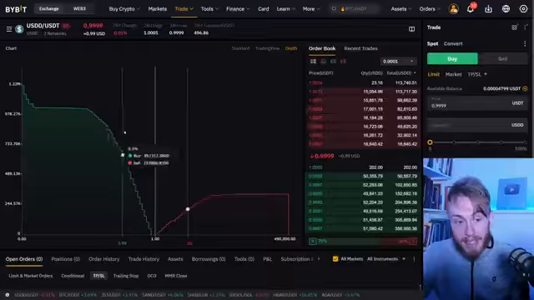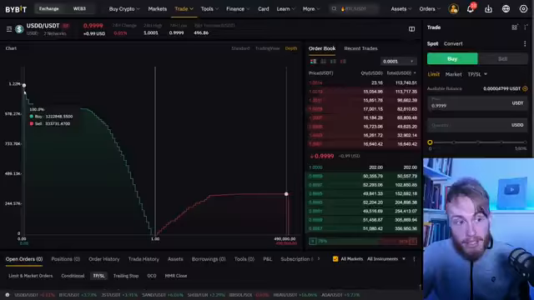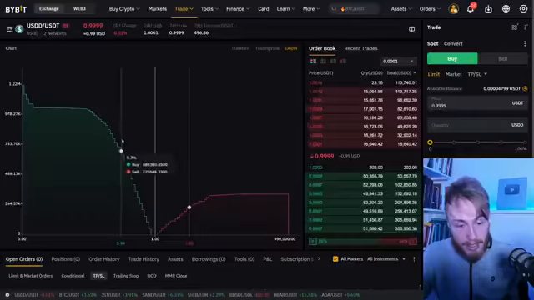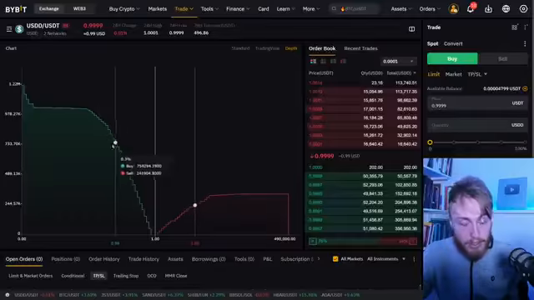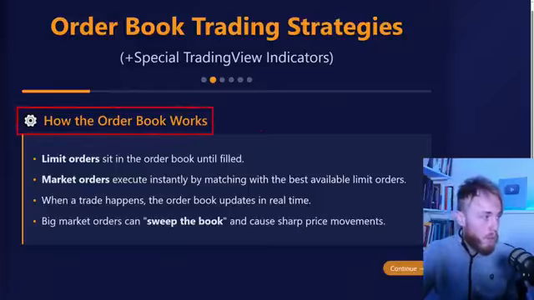And you can see that you have certain levels where you have extra many buy orders. For example, right here, you can see we have a large buy order. And here you can basically see all the buy orders in the market. And at the same time, you can see all the sell orders. But all right, so now then, how does the order book work?